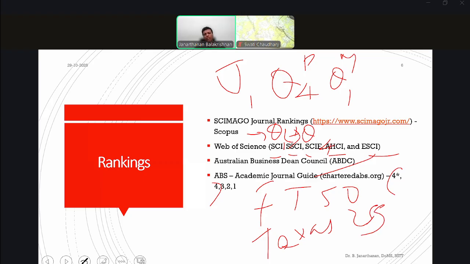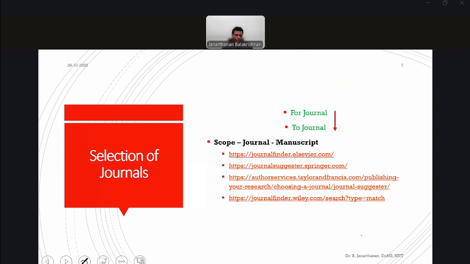Apart from it, for example, IIM Udaipur has its own journal list, and INSEAD has its own journal list, which they regard very highly. So there are certain institutes which have their own journal lists. These are some of the rankings that you can think of while publishing.